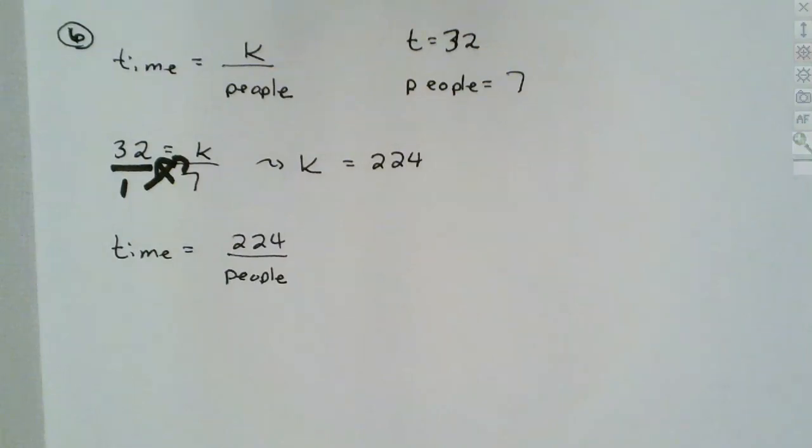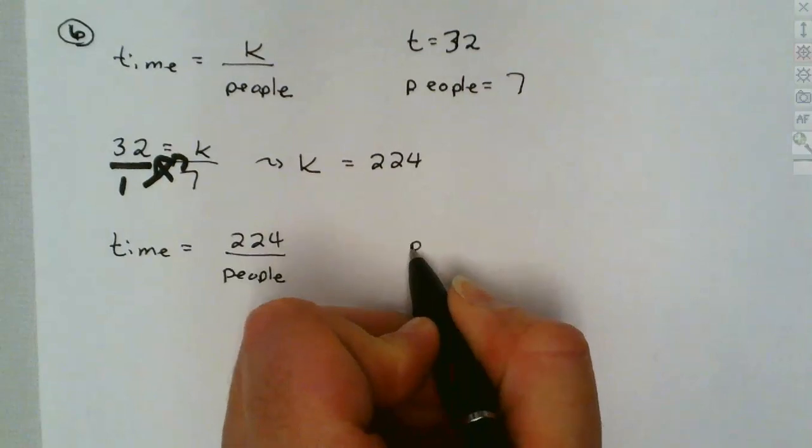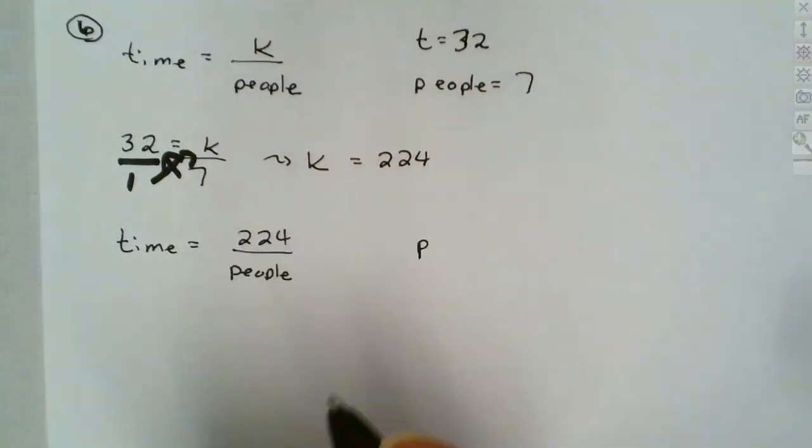So now we want to adjust it, and we've got 56 carpenters working on this job. So number of people now increases to 56.